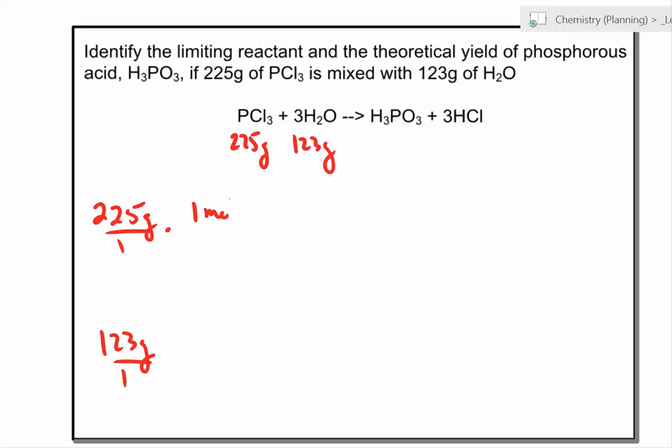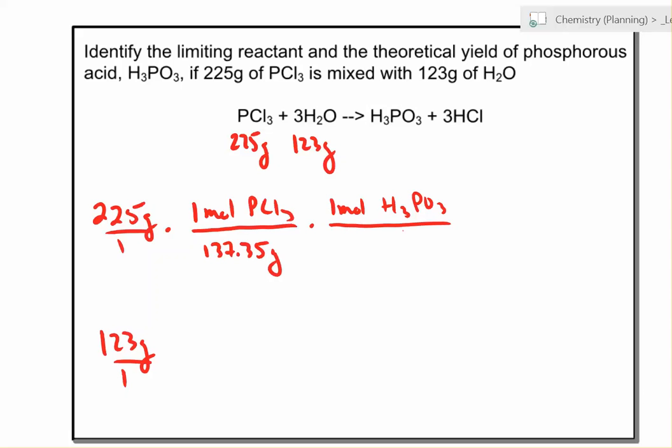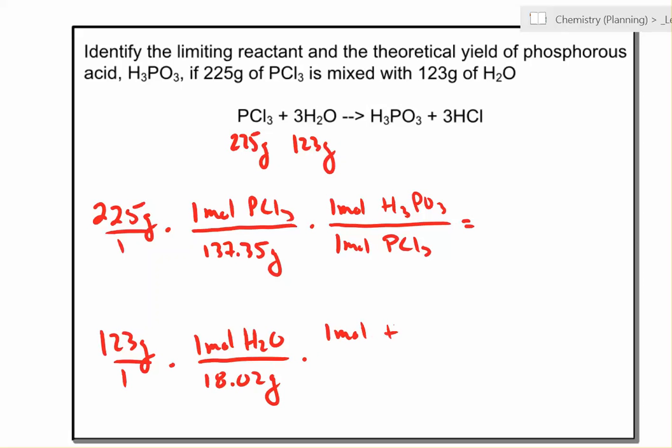125 grams times the molar mass times the mole-to-mole ratio, 1 mole H3PO3 for every 1 mole of PCl3 used. That'll tell me moles of H3PO3 that form. And with water, each mole of water weighs 18.02 grams. And I'm producing 1 mole of H3PO3, and it's costing me 3 moles of water every time I do that.